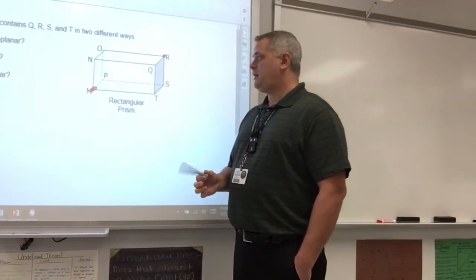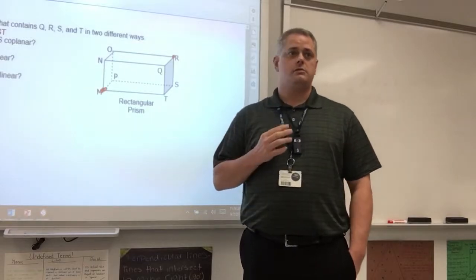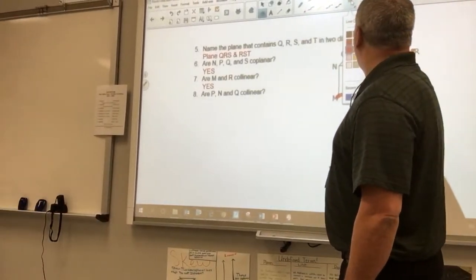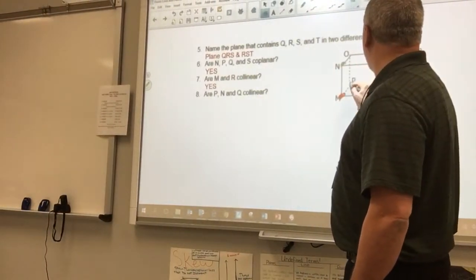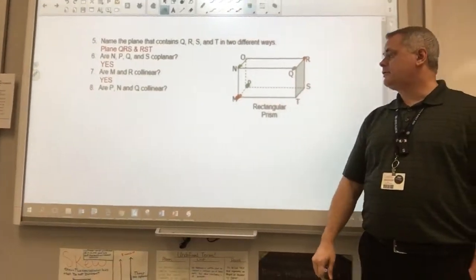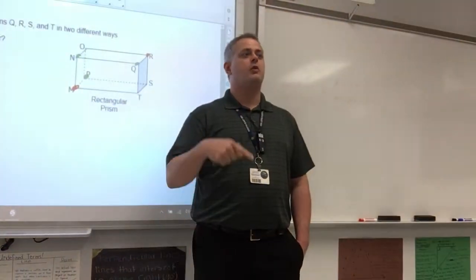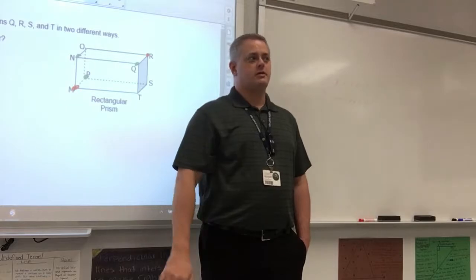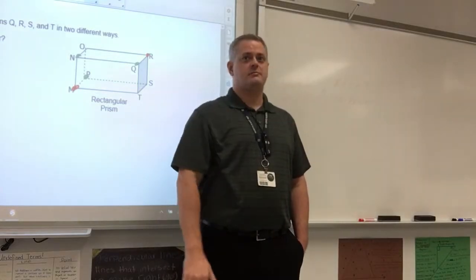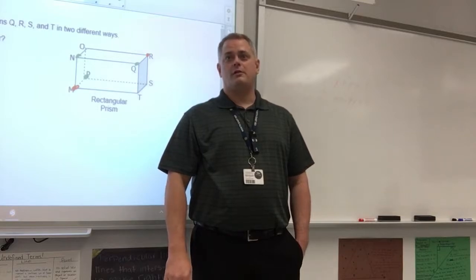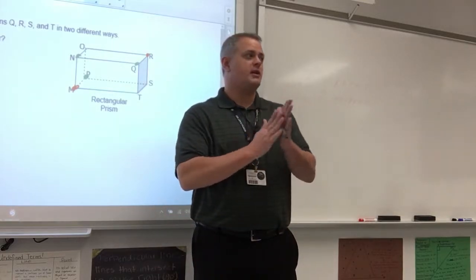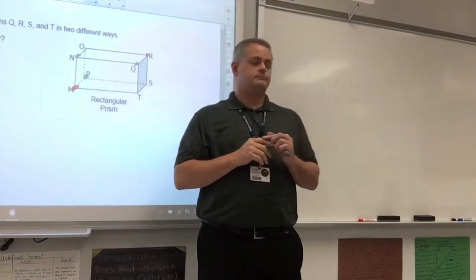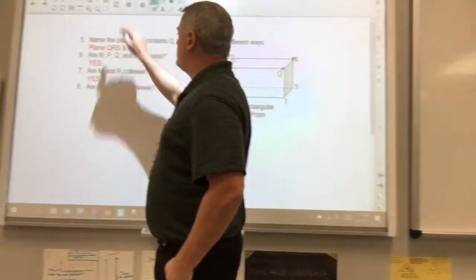That is yes. P, N, and Q, are they collinear? If we're looking at N, P, and Q, are those collinear? No, there's not a single straight line that connects them. What would we describe them as if not collinear? They're non-collinear, but what's another way that we could describe them? Say that again, Sam. They are coplanar. What did I tell you yesterday as far as what makes a plane? Any 3 non-collinear points make a plane. So they're not collinear, but they are coplanar.